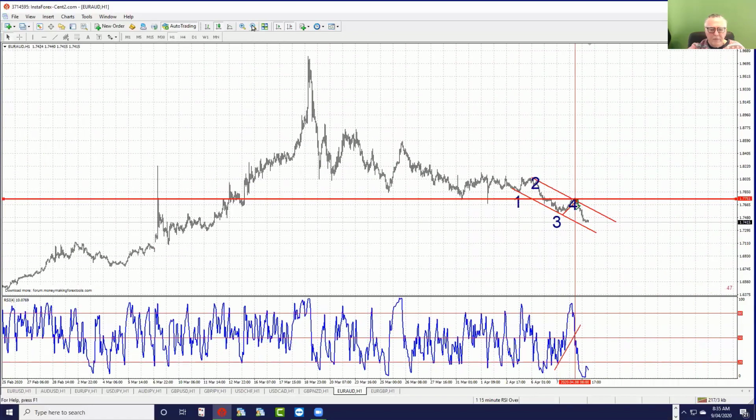Let's have a look if that level is a good level. It's not the greatest level, but you can see it did act as resistance there, support there, resistance there. And certainly support there. And that was a spike, so I don't tend to worry too much about it. And then it was resistance over here. So it was a good level.